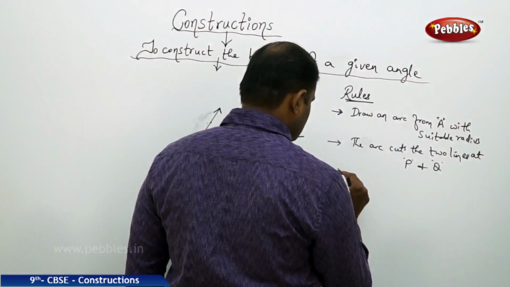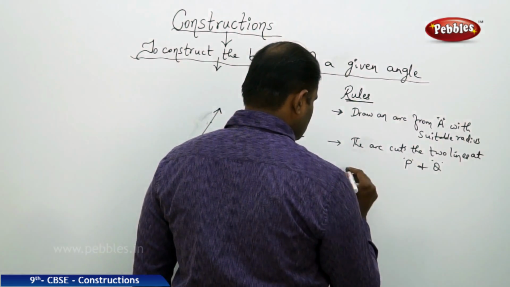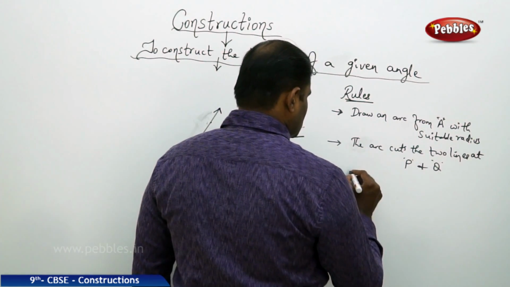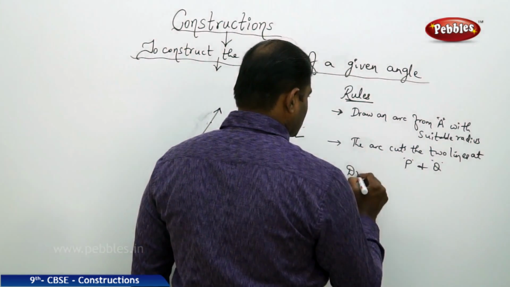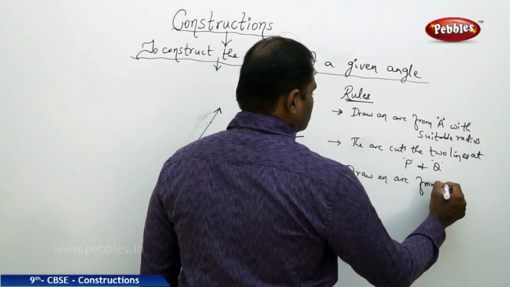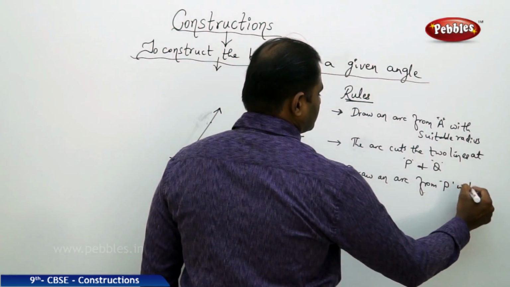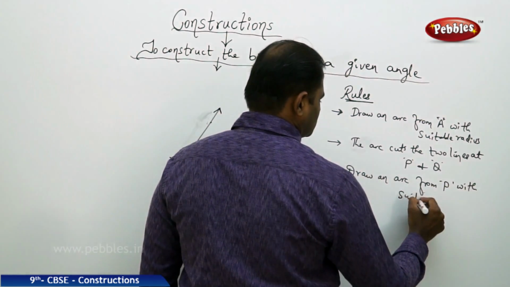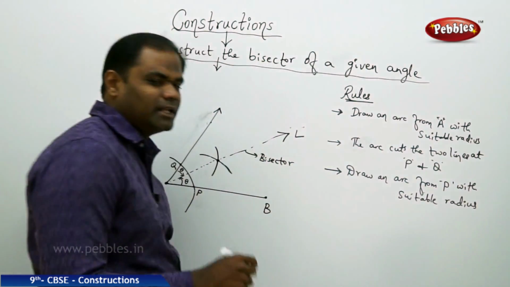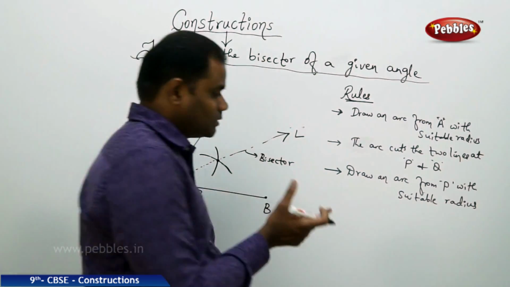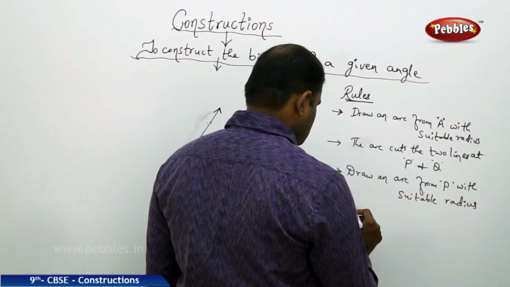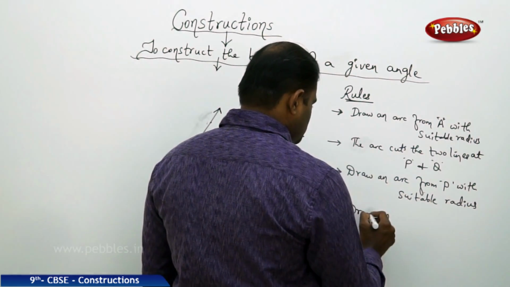Thirdly, draw an arc from point P with suitable radius. It can be any radius suitable and convenient to draw. Next, this point is very important.